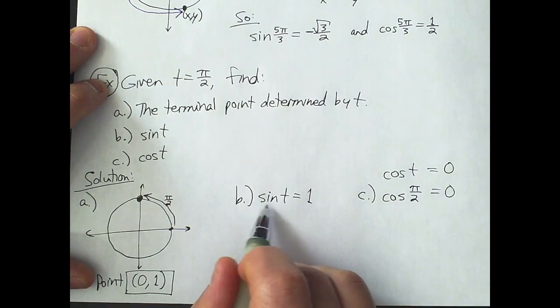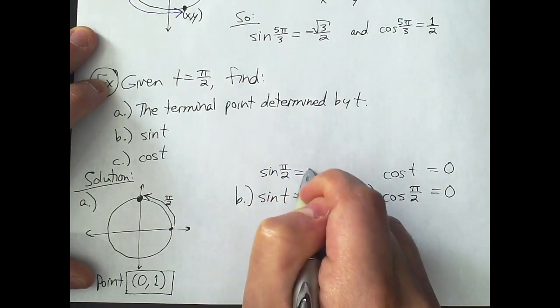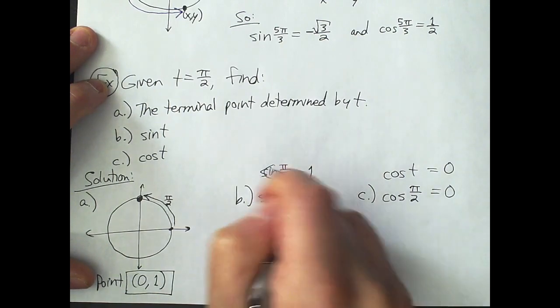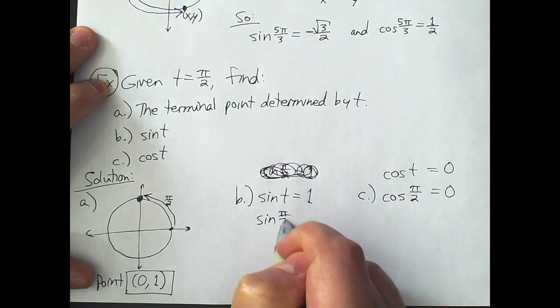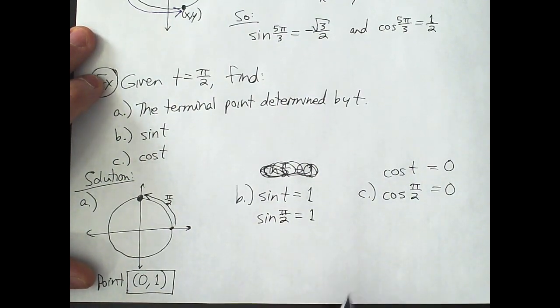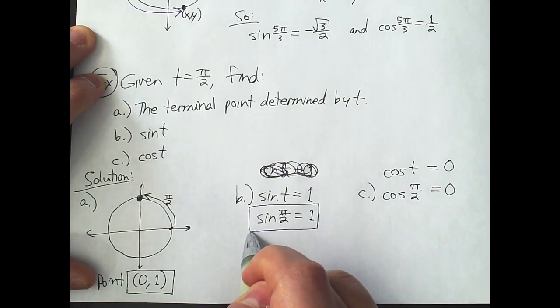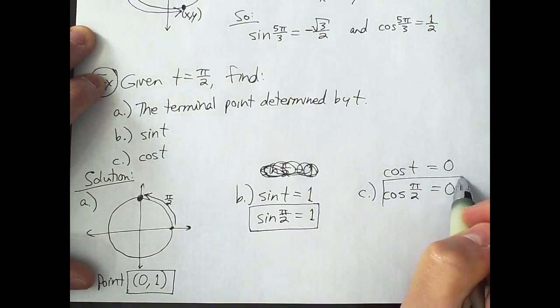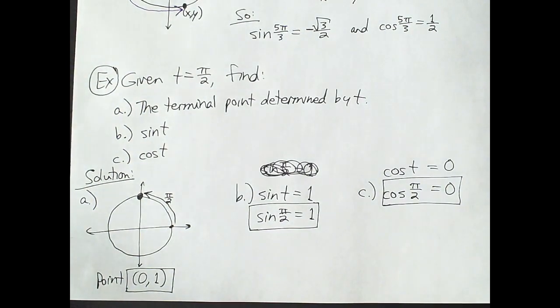Just like over here, you could call it sine of t, or you could call it sine of pi over 2. Does that make sense? I wrote it on the bottom for the other one, so let's write it on the bottom for this one. All right, here's what I'm saying. What the problem asked us for, the answer is 1. We found sine of pi over 2 is 1, cosine of pi over 2 is 0. They're just the y-coordinate and x-coordinate from the terminal point.